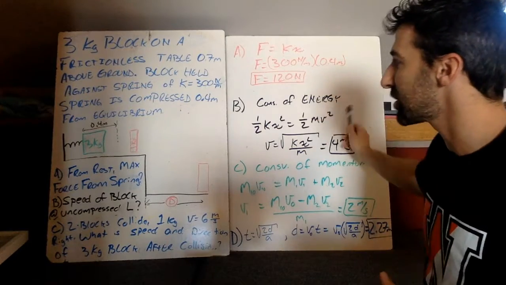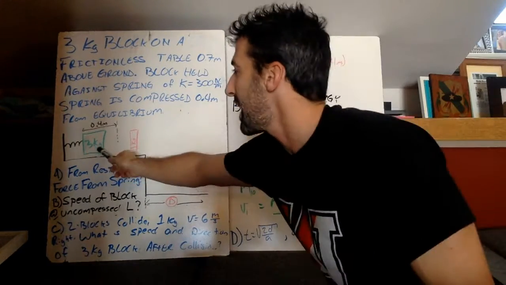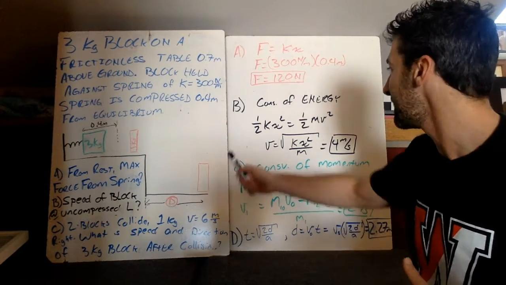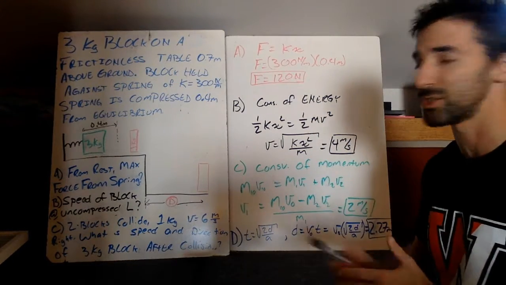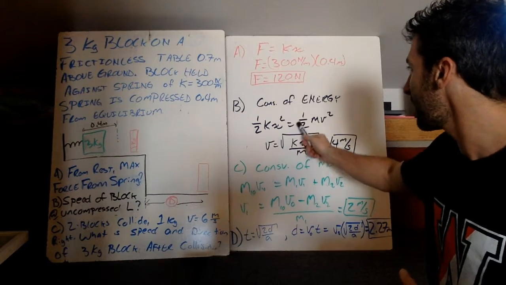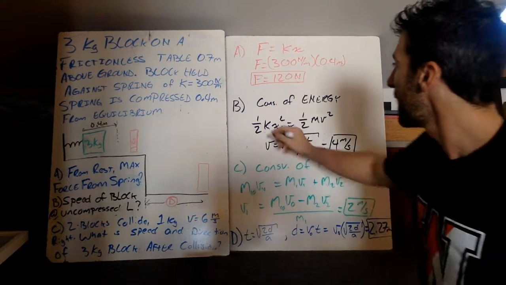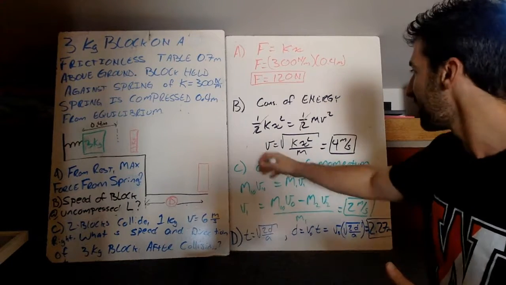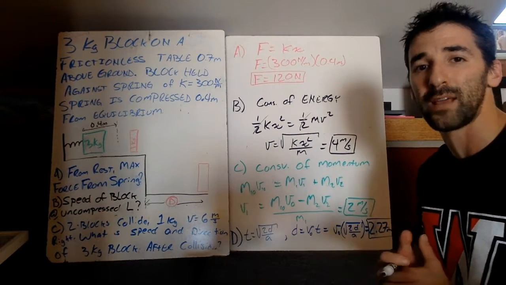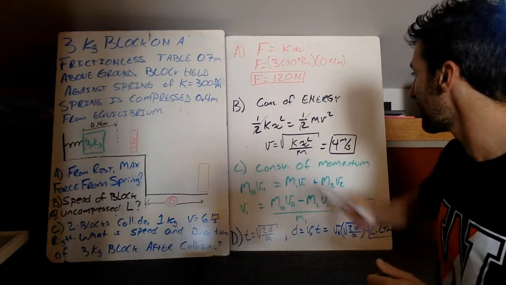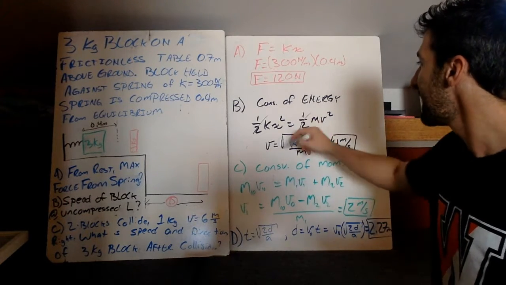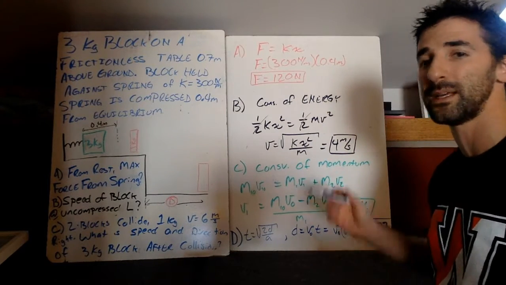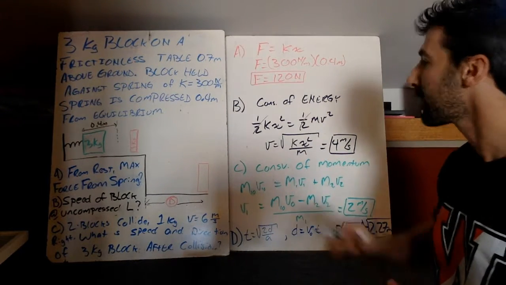So using conservation of energy, I know the maximum elastic potential energy is equal to my maximum kinetic energy. 1/2 kx squared is equal to 1/2 mv squared. My 1/2s cancel. I can rearrange my equation to have velocity equals the square root of k, my spring constant, times the compression distance x squared, divided by the mass, and I get the velocity of that block to be 4 meters per second.